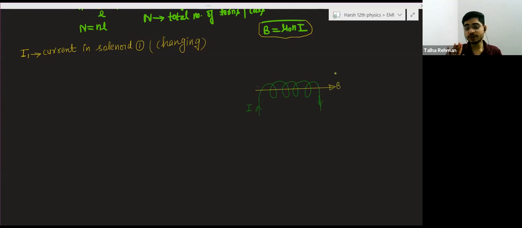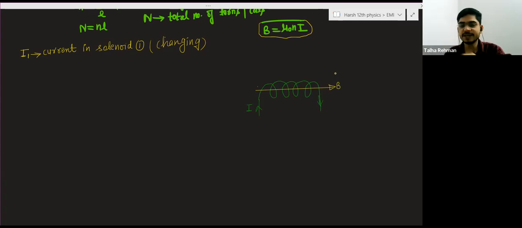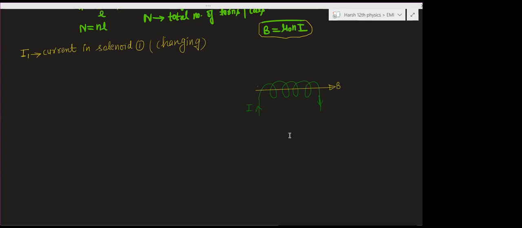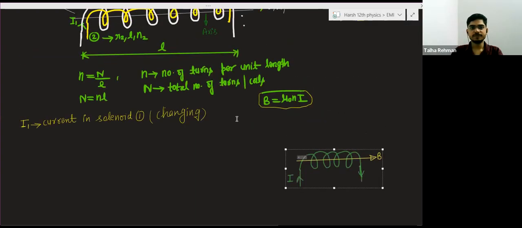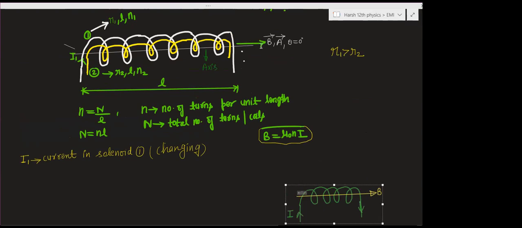I have told you now. For the case of the solenoid, we take the axial magnetic field. So this we know. Here the direction of the magnetic field will be axial, like this. The direction of the magnetic field will be like this, axial.